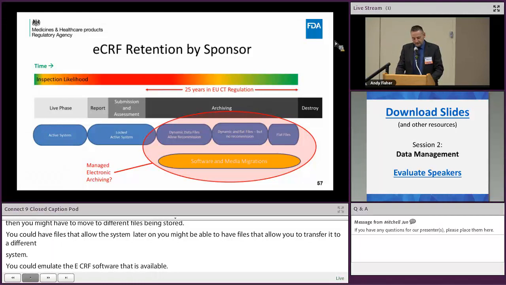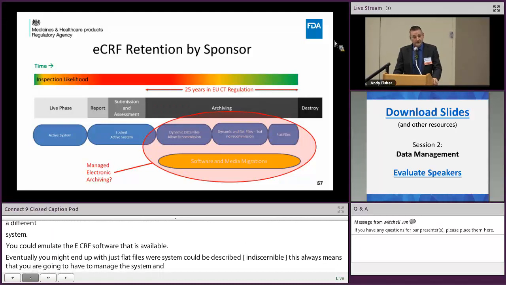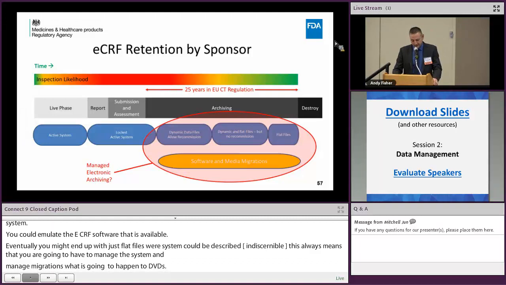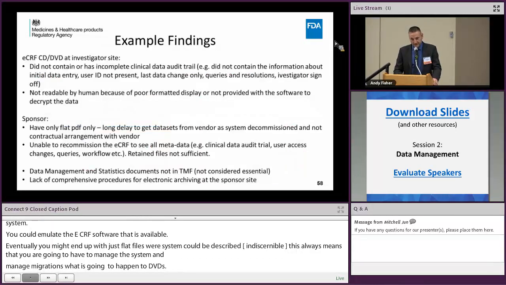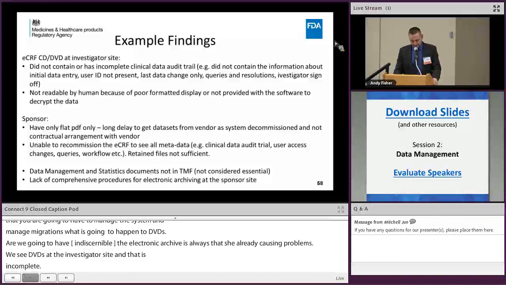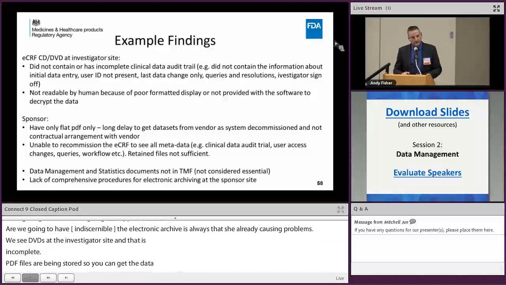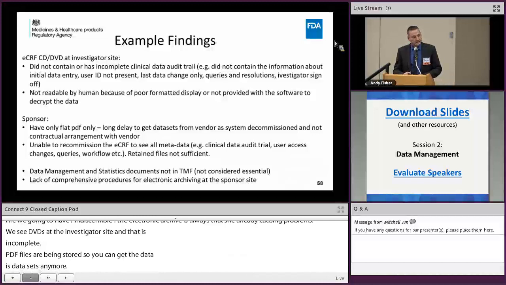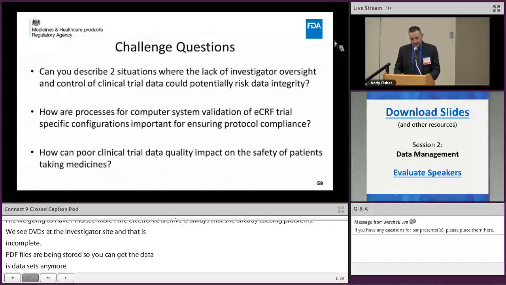This always means that you're going to have to manage the system, manage migrations, manage software. Gail mentioned floppy disks. What's going to happen to DVDs? Are we going to have clouds at investigator sites for storage of data in the future, for example? But electronic archiving is already causing problems. We see DVDs at the investigator site that are incomplete, where we can't decipher audit trails. PDF files are being stored, so we can't get the data as data sets anymore. And remember that if we want the system recommissioned, often the contracts with vendors don't allow this, so it leads to long delays in us being able to get the audit trails as data sets. And we find that sponsors' procedures aren't very thorough in describing the process.